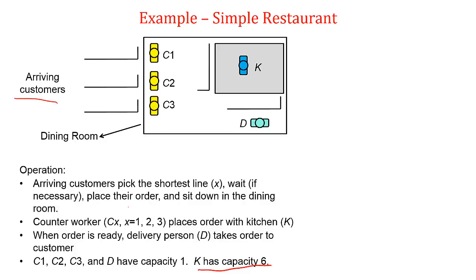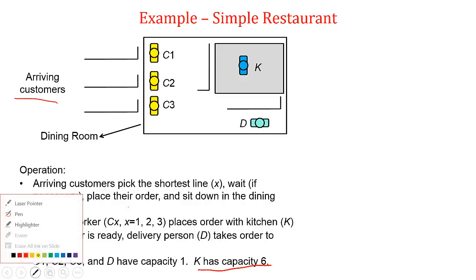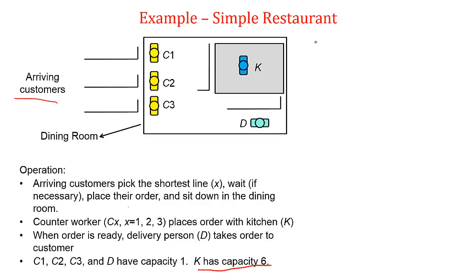So the first step in our event-oriented simulation process is to define the system state. And in our system, there are really 2 types of things that we're interested in. We're interested in the queues, so we have a queue in front of each one of the cashiers, a queue in front of the kitchen, and a queue in front of the delivery person. And we're also interested in the busy idle state of each one of the servers.